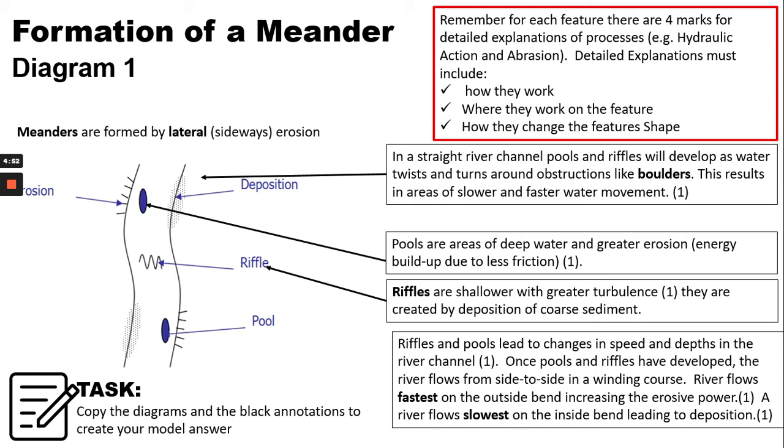A river flows slowest on the inside of the bend, and that leads to deposition. So we've got lots of marks that help explain how we get from a straight channel to what we call a winding channel, and that's when we start talking about the meander. In fact, you've got 1, 2, 3, 4, 5, 6 marks just to get to talking about how the meander is forming in more detail. These are sometimes a bit more complicated, so if you wanted to focus on some of the other marks we cover, I would maybe have that there as well.